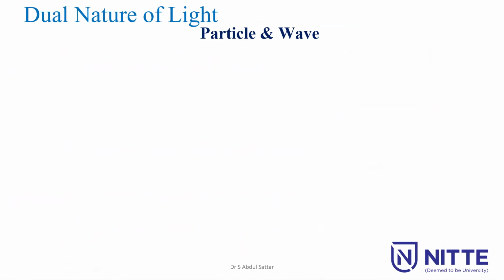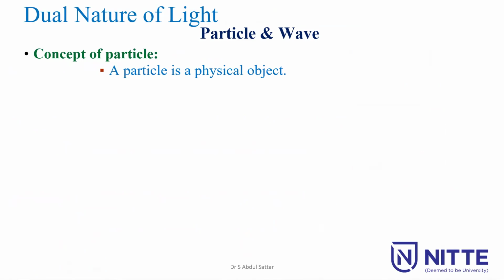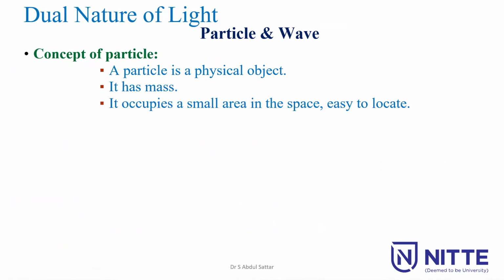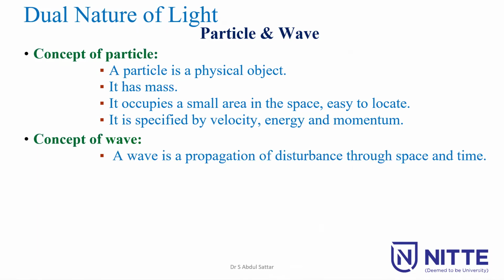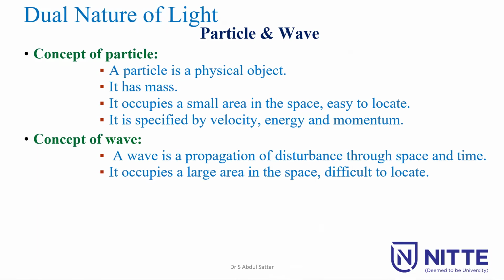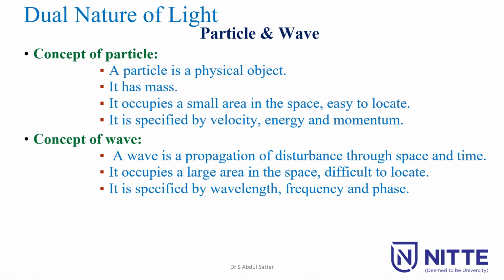But if you discuss the concept of a particle, it is a physical object. It has mass. It occupies a small area in space and is easy to locate also. And it is specified by velocity, energy, and momentum. But coming to the concept of a wave, it is the propagation of a disturbance through space and time. It occupies a large area in space, so it is very difficult to locate. And it is specified by frequency, phase, and wavelength.